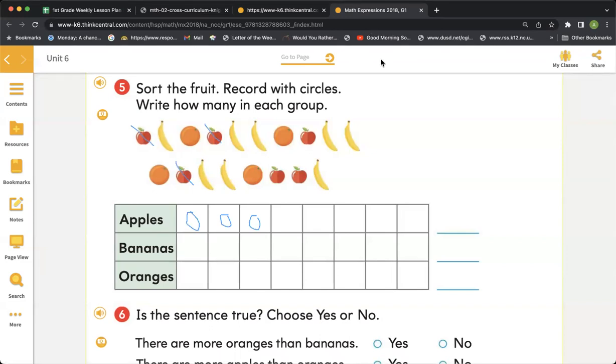Go ahead and sort your data. And then after you're done sorting, count it. Number of apples will go here, number of bananas will go here, and the number of oranges will go here. Please press pause to solve, and press play when you're ready to begin.